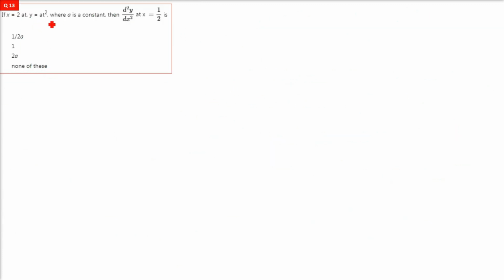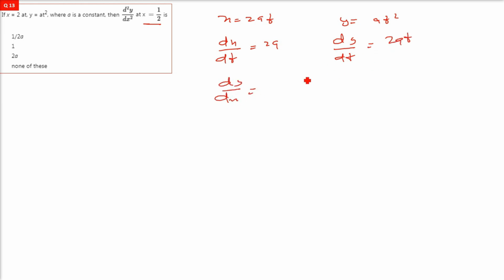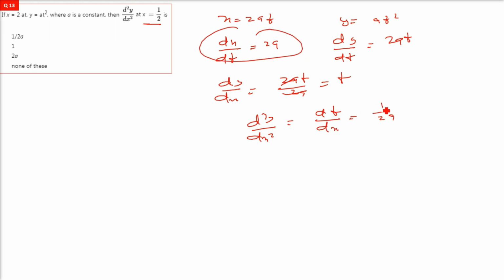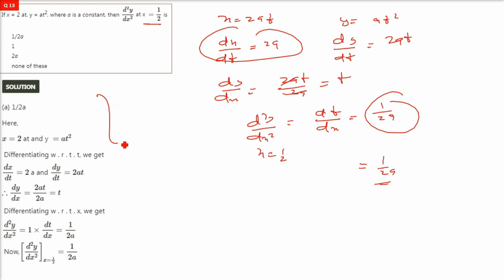Now x is 2at, y is equal to at square. d2y by dx2 at x equals to half you have to find out. X is 2at, y is at square, dx by dt is 2a, dy by dt is 2at, dy by dx is dy by dt divided by dx by dt. So 2at divided by 2a, you can cancel 2a, 2a, t will come. d2y by dx2 is dt by dx, because t differentiates, t is only remaining. dt by dx is reciprocal of 2a, 1 by 2a. At x equals to half, there is no x, so it will be half only. So this is the logic which I told you, and this is how you are going to do it. This is for reference because this is how you are going to write it.